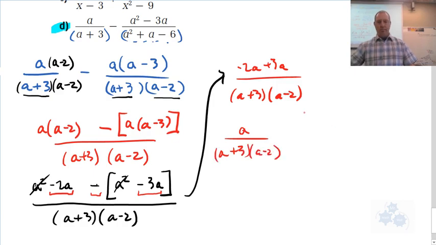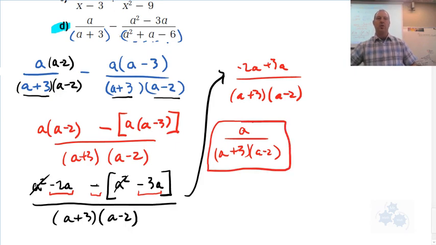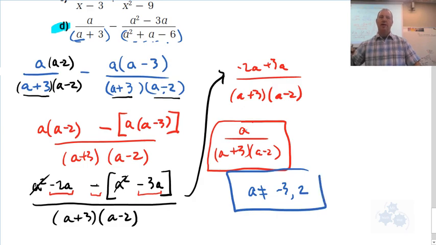Okay, and so with that one there, which one was this? D. Okay, so now we have to note our restrictions. This is the answer, that's the simplified answer there. But we have to note our restrictions. So you're going to have to look back and make sure that a cannot equal, well, let's go to this one. A cannot equal negative 3, and a cannot equal, over here, positive 2. So there are your answers there. I mean, that's your answer with the restrictions. Okay.